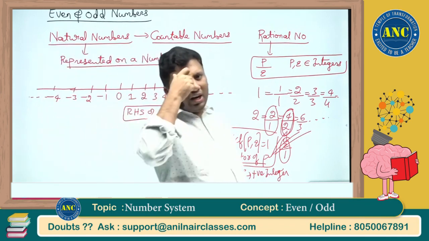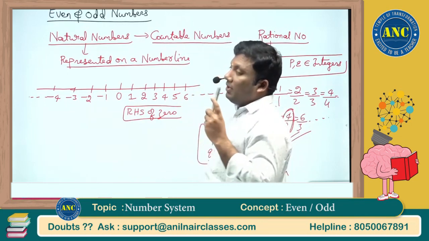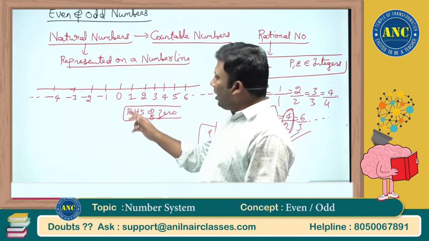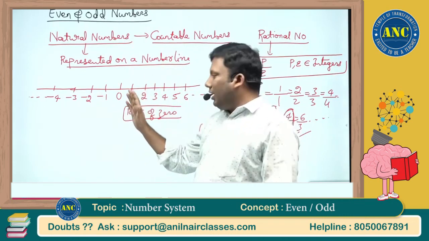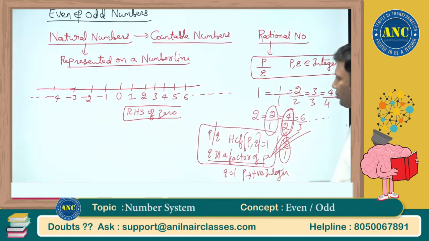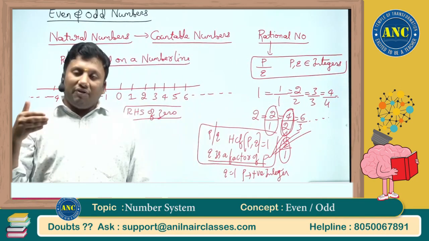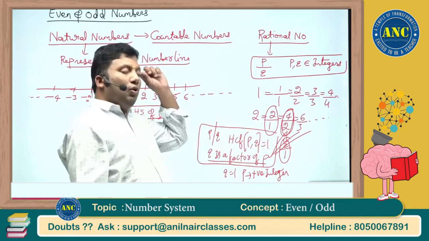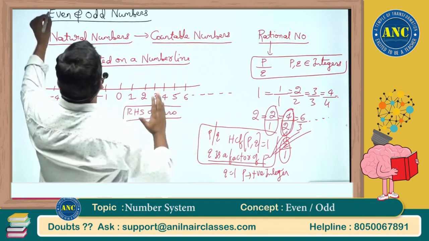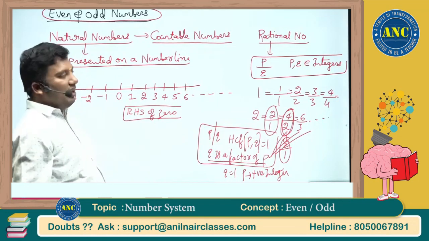Natural numbers. What are natural numbers? Natural numbers are the numbers which can be counted. Anything that can be counted is called a natural number. On a number line, a natural number will be to the right-hand side of 0. Definition of a rational number: a rational number can be written in the form of P by Q, where both are integers. Now we are only discussing even and odd numbers under the natural numbers definition.